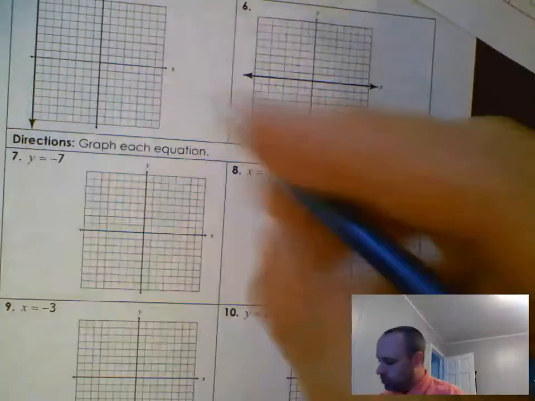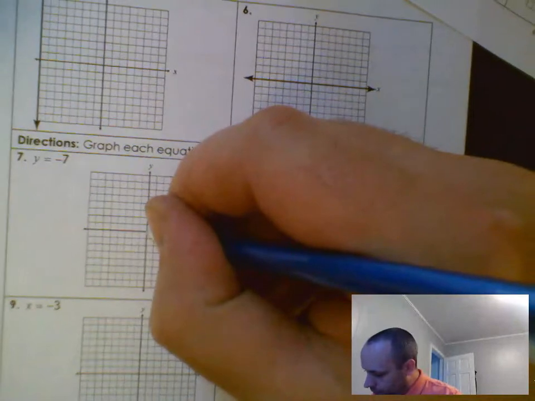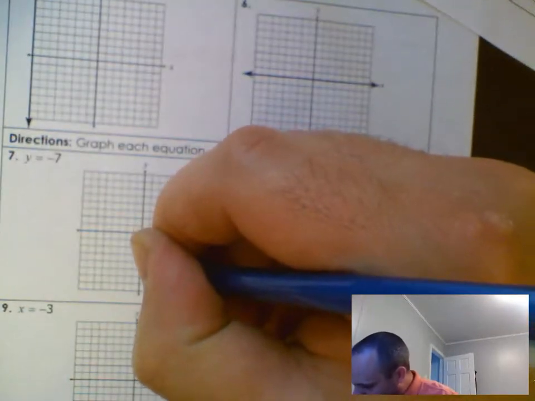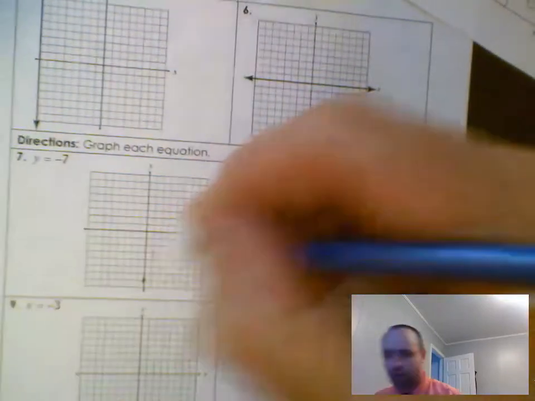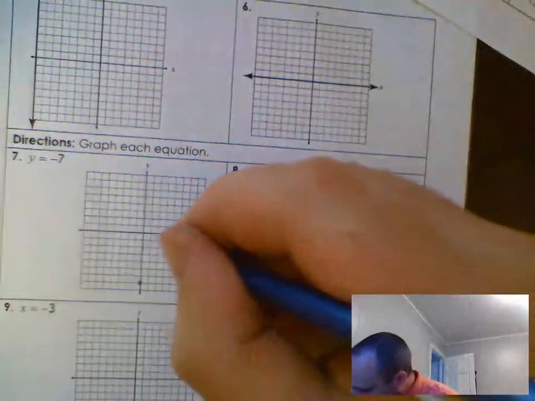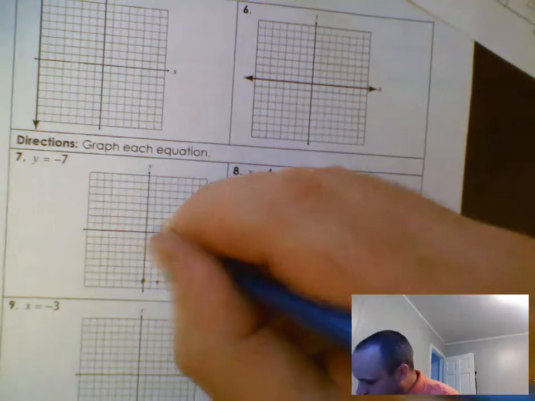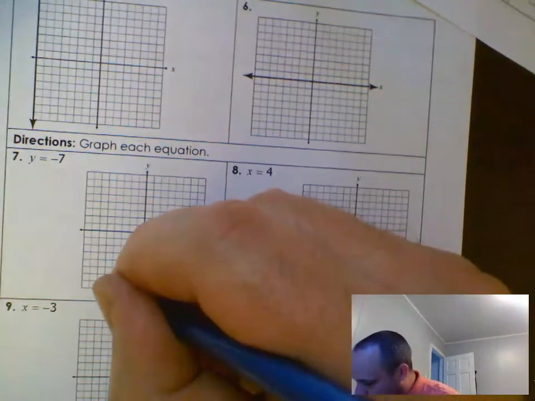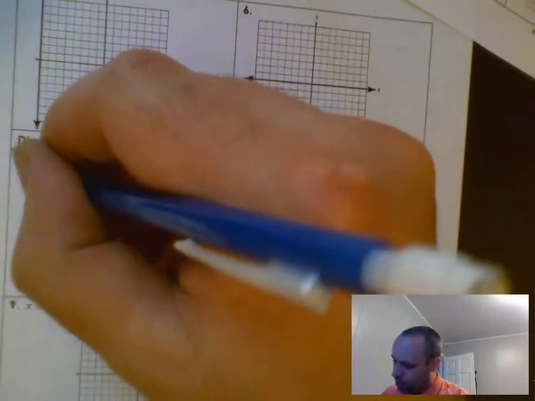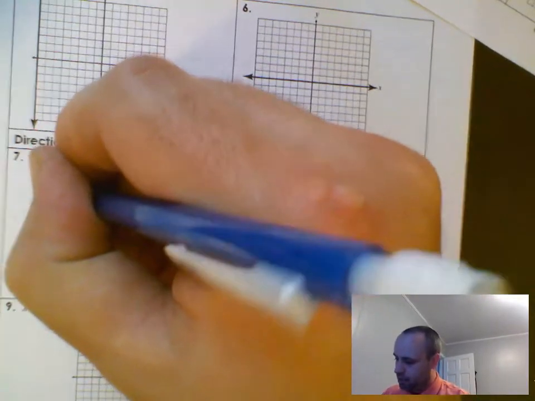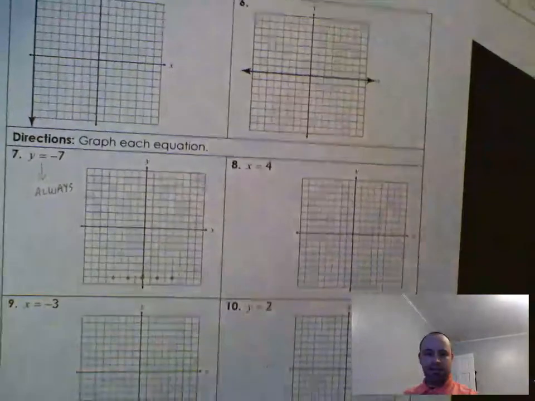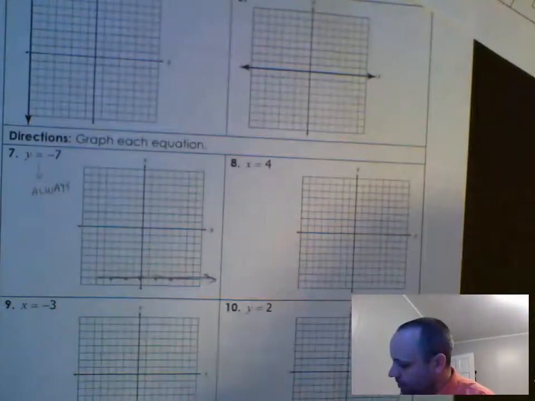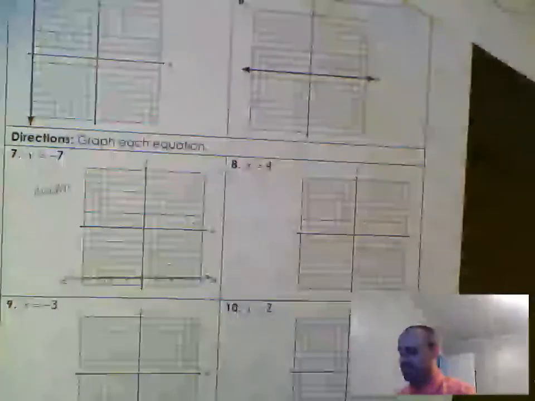So if y equals -7, then y is always -7. 1, 2, 3, 4, 5, 6. So when x is 0, y is -7. When x is 2, y is -7. When x is 4, y is -7. Hopefully you get the idea here. Y is always -7. So this line would look like this, because in every situation, y is -7.